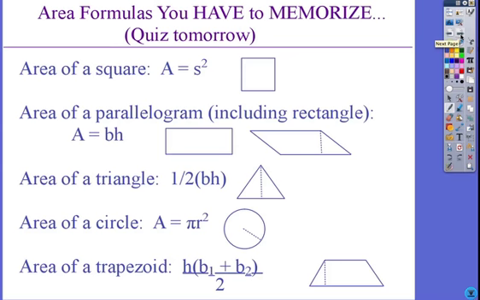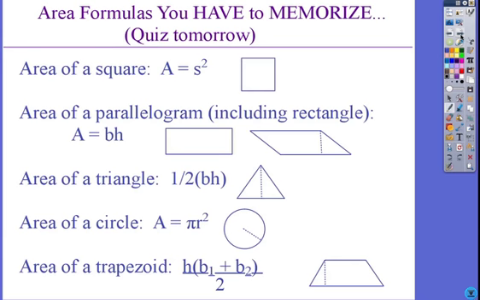So these are the area formulas that you have to memorize, and you're going to have quiz after quiz after quiz on these until you have them and you're reciting them in your sleep. The area of a square is side squared. Okay, side times side is side squared.